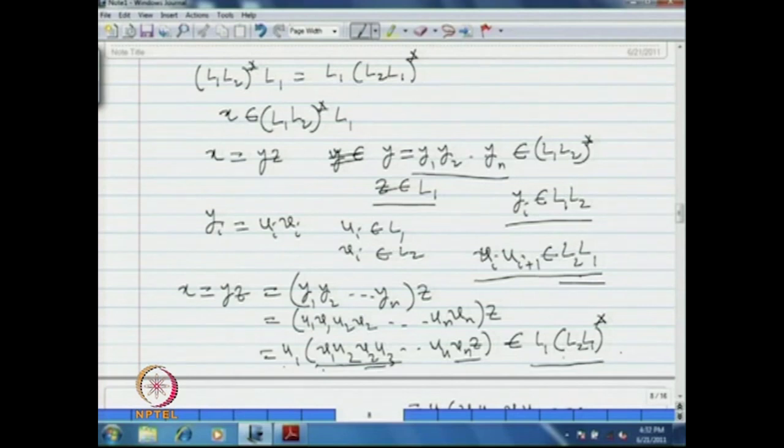Similarly, we can show the converse. That means, if x belongs to L1 concatenation (L2 L1) star, it will belong to L1 (L2)* concatenation L1. Therefore, the property L1 (L2)* concatenated with L1 is equivalent to L1 (L2 L1)* holds good.